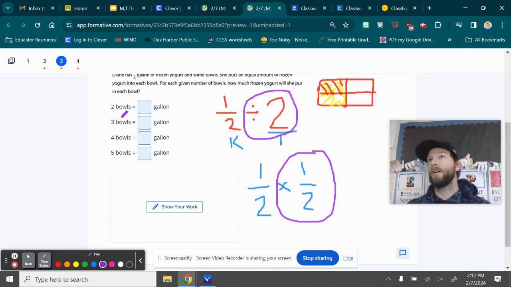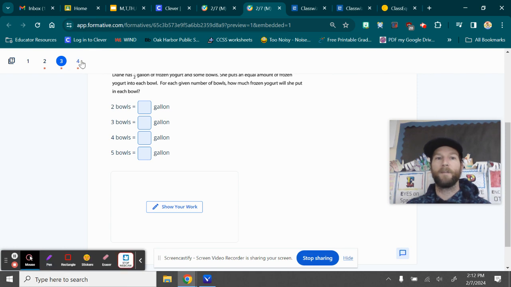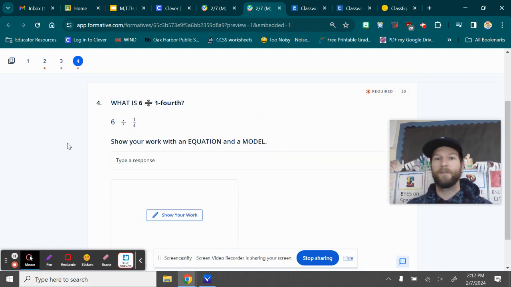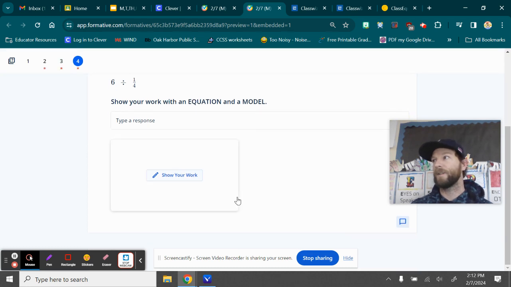Now you just need to figure out, well, what if she started with that 1/2 and divided it into 3 bowls? What if she divided it into 4? What if she divided it into 5? And then the last problem, remember, yours are going to be in different order. It's just a basic, what is 6 divided by 1/4? Show your work. So we should see a picture and an equation.